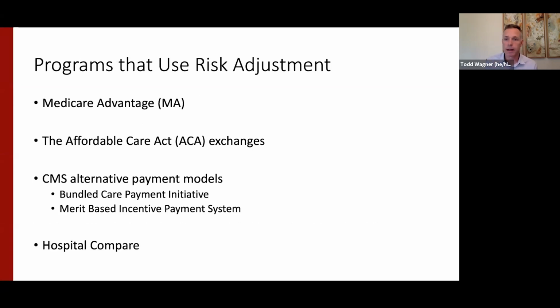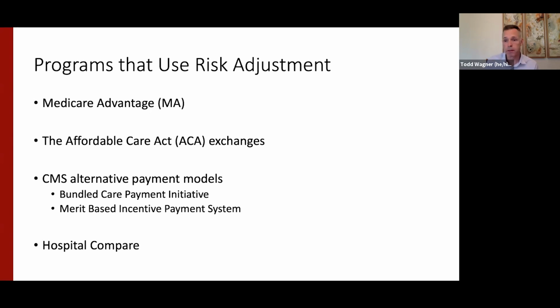Just to point out that a number of programs use risk adjustment, and you may not know this. One obviously is Medicare Advantage. They use risk adjustment for payments. The Affordable Care Act exchanges use them. And then CMS alternative payment models. We have the bundled care payment initiative and the merit-based incentive payment system, which all use risk adjustment. But also implicitly, Hospital Compare uses risk adjustment.